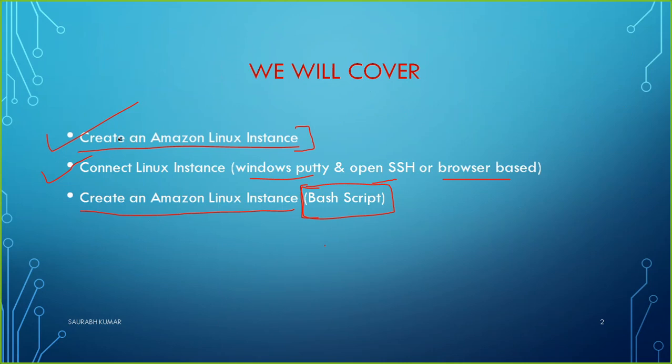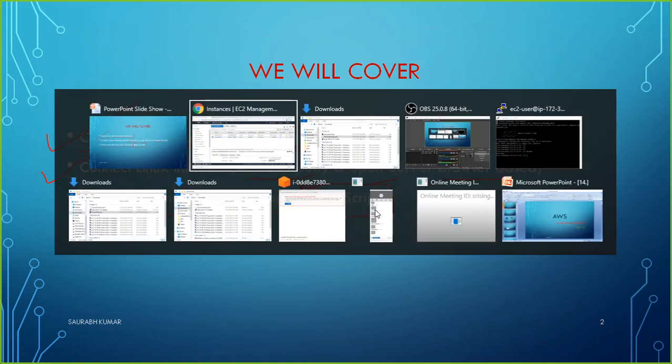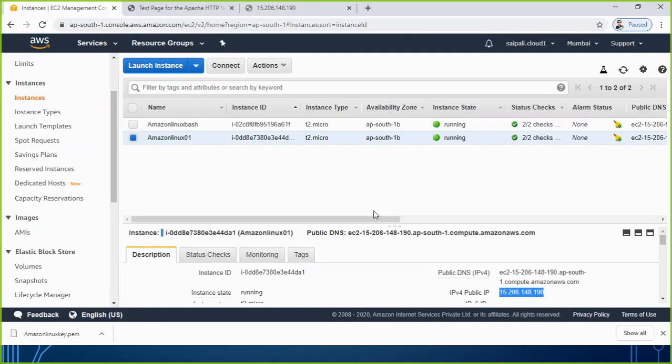So we are finished with creating an Amazon Linux instance. We have learned how to connect to a Linux instance with multiple different methods. Then I have also shown you how to create an Amazon Linux instance with a bash script. So that was all. But before we conclude for today's lesson, let's also try to complete one more task here.